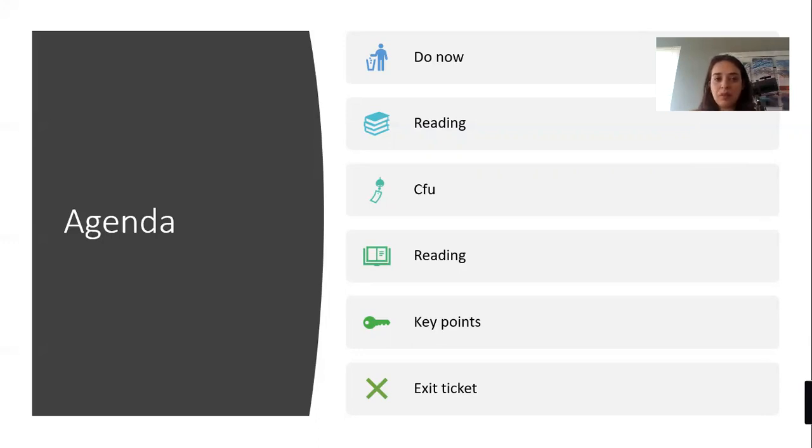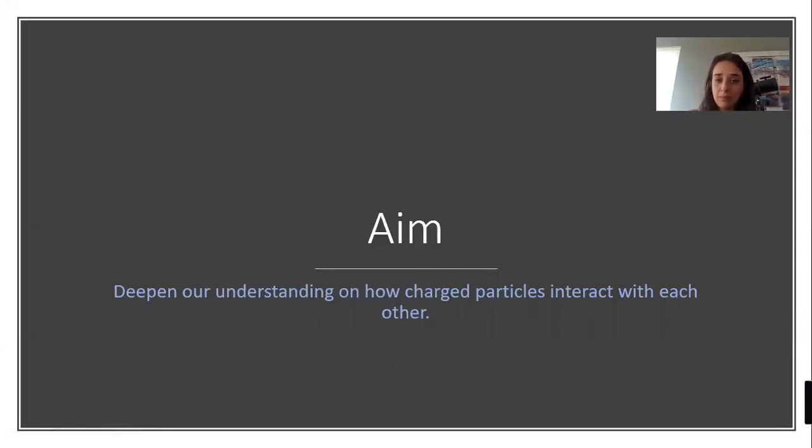So we're going to learn a little bit more about what is actually bringing these two objects together. Our agenda for today, we'll be doing a do now. I'm going to do a reading. We'll stop for a quick check for understanding. Then we'll continue on with our reading. We'll watch this quick video, see some key points, and then we'll do our exit ticket. The aim for today will be to deepen our understanding on how charged particles interact with each other.